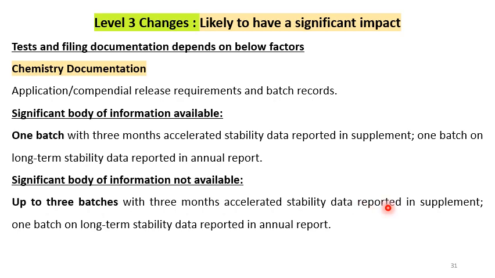And prior approval supplement means we have to make a document and give it to the regulatory authority and ask for the approval for the change. And then if it is approved, then we can change, otherwise we cannot change. That is the simple meaning of prior approval supplement. And in annual report, we are not waiting for the agency's approval. We are directly doing the change and reporting into the annual report. So here up to three batches with 3 months accelerated stability data is reported into the supplement, that is prior approval supplement, and one batch on long-term stability data is reported in the annual report.